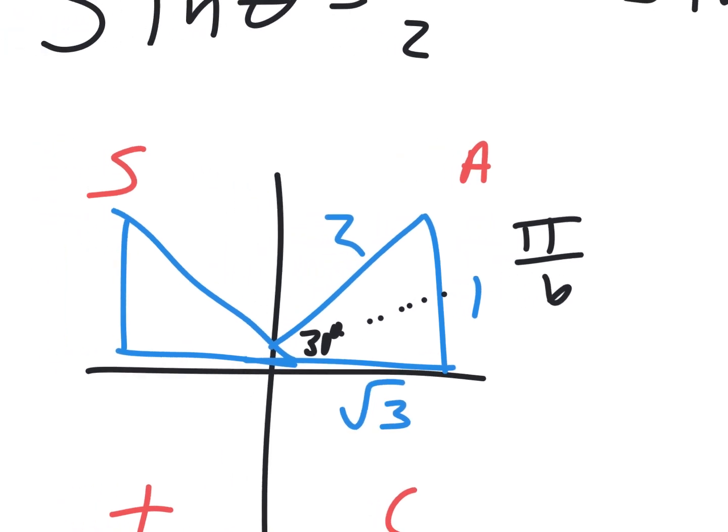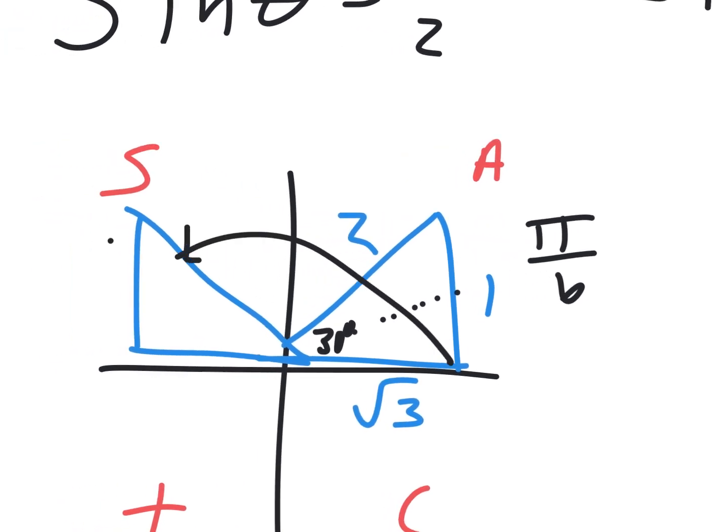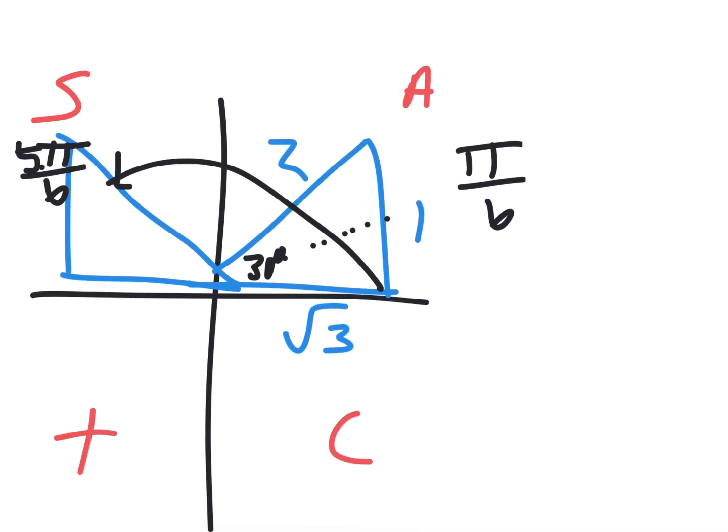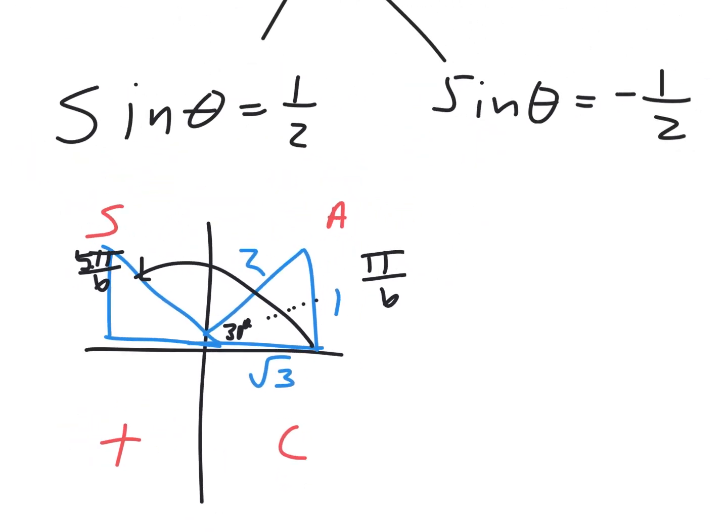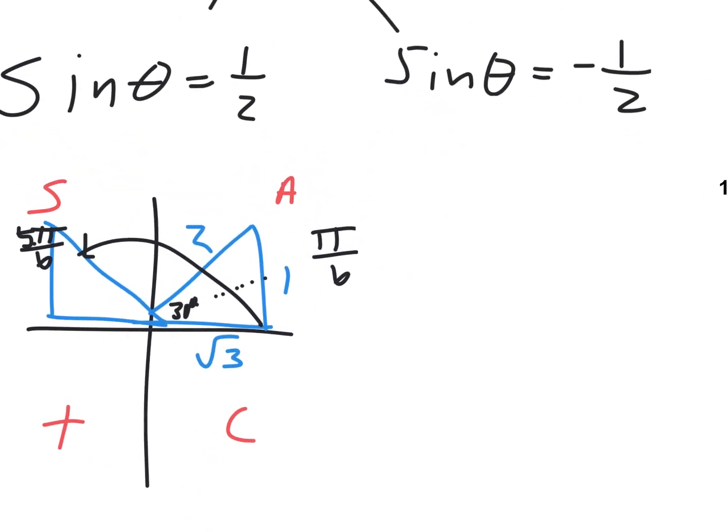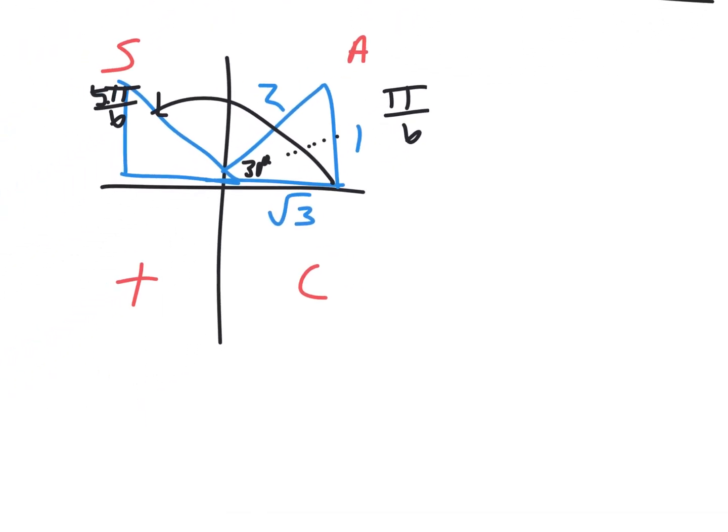Allison, what's the other one? 5 pi over 6. Good. Why isn't that the end of the problem? Because now we've got to do it with negative. I can just draw it in the same axes and slap them in down here, because that's where they'll be, and they're going to be pi over 6s again.